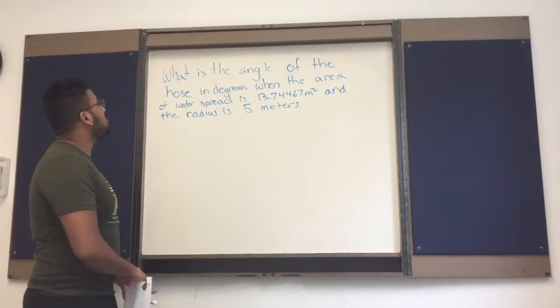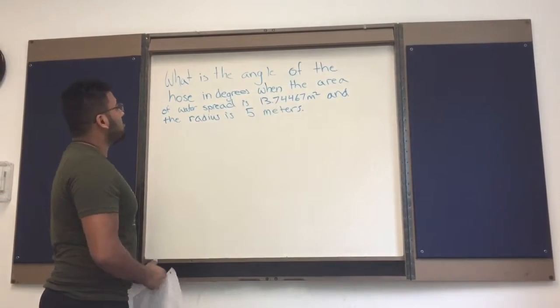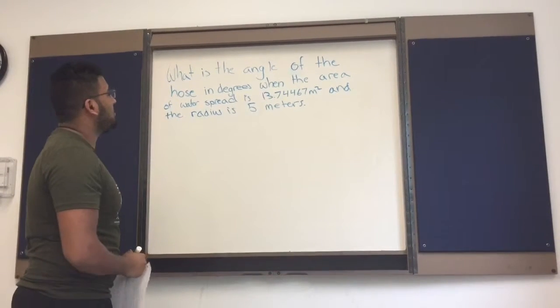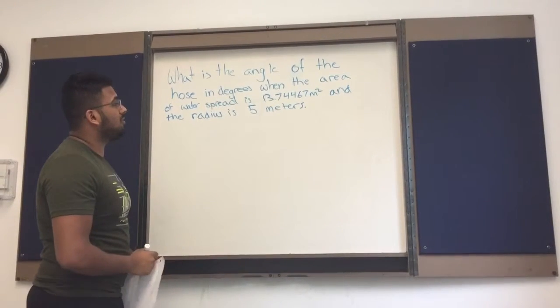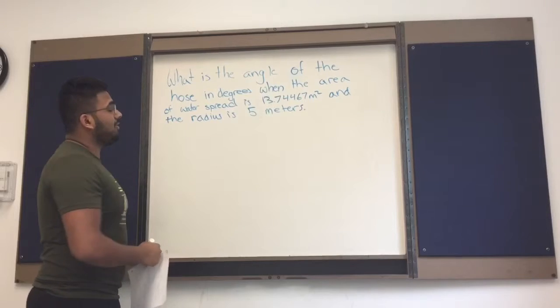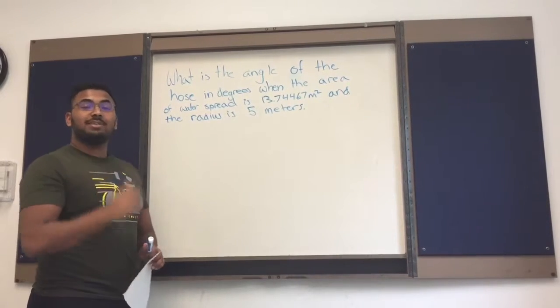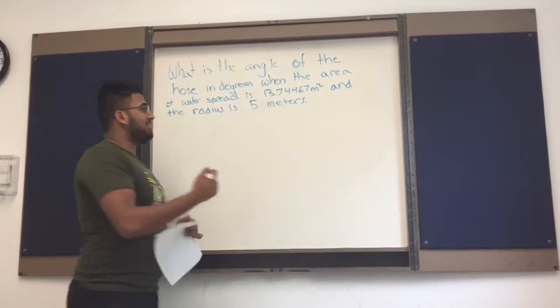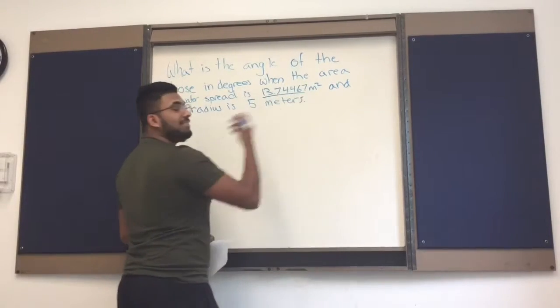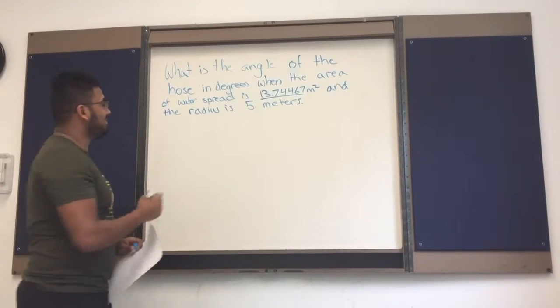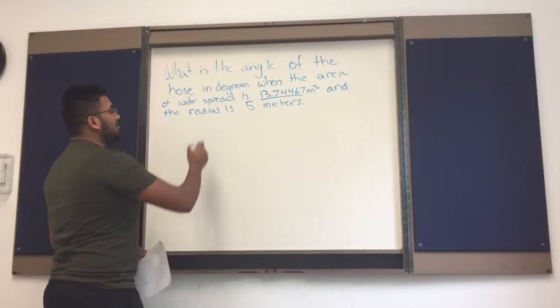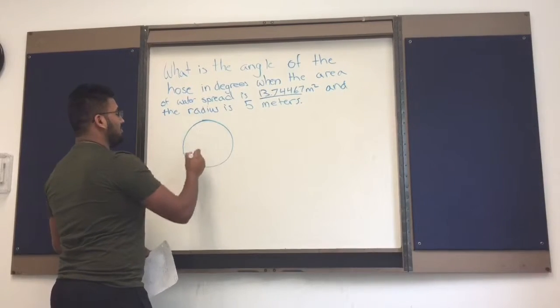So this time, the question is, what is the angle of the hose in degrees when the area of water spread is 13.74467 meters squared and the radius 5 meters? I can see why you're having trouble with this, because for some reason, the area is like that. So like I said before, you should always draw out a word problem.